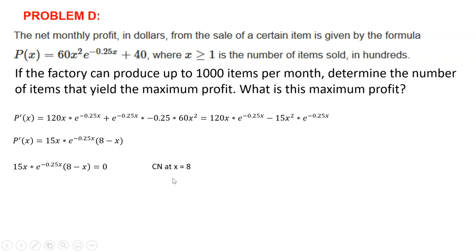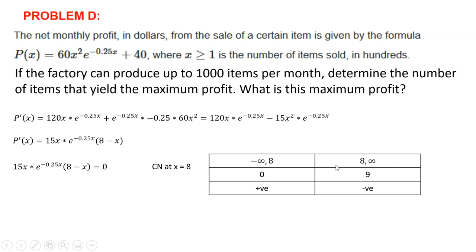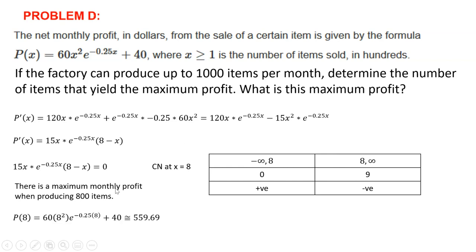And we're going to go through the same process again. We're going to set up a little interval table: minus infinity to 8, 8 to infinity. It's positive before and negative after, which means that the critical number is a maximum, so the profit is a maximum when you're producing 800 units. Then we put the 8 back in to get the maximum profit, and it works out to be something in the region of $559.69. So that's hopefully fairly straightforward.